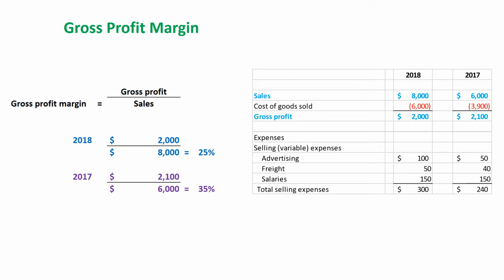In 2018, this example has a 25% contribution margin, which means that 25 cents of every dollar in sales is left to cover the variable, fixed, and other expenses. In 2017, there had been a 35% contribution margin or 35 cents of every dollar in sales left to cover those expenses. So your business can be viewed as less profitable in 2018 as compared to 2017.